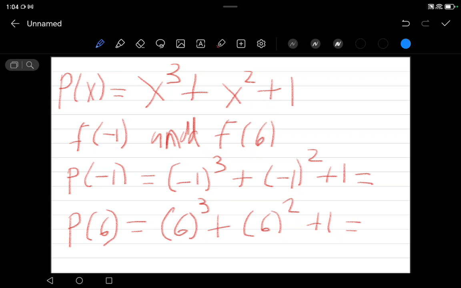Then they asked us to estimate f of negative 1 and f of 6. So you just substitute the values of negative 1 and 6, and you get your answer.